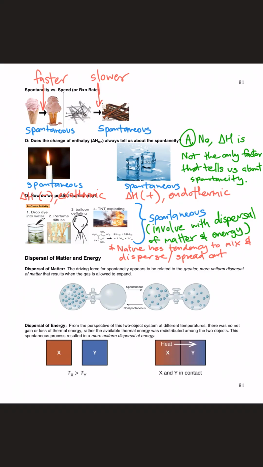For the dispersal of energy, consider two objects at different temperatures. The dispersal of energy would be the transfer of heat from a higher temperature, hotter object to a colder object. As the heat transfers, you will see that the heat goes from a more concentrated heat to a lower, less concentrated heat. Therefore, once they come into contact, the energy will disperse throughout the two objects, and this process would be a spontaneous process because the heat eventually becomes a more uniform dispersal of energy.